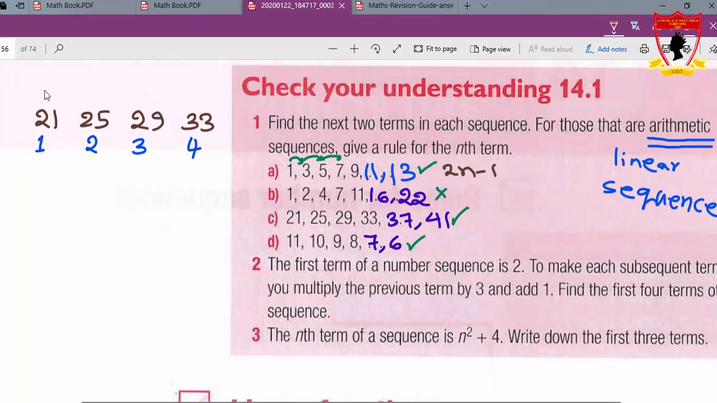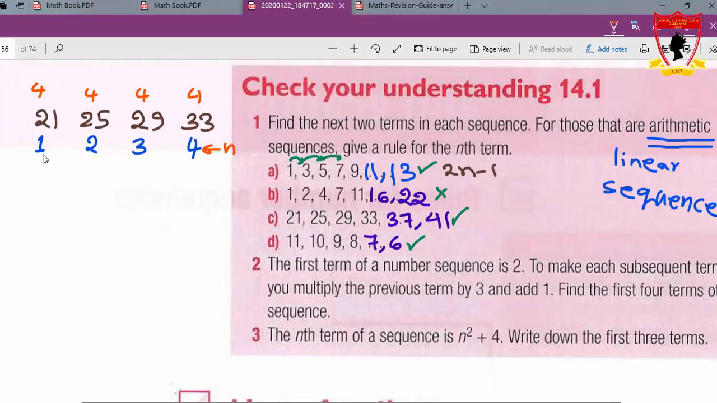The difference between these two is 4. 21 plus 4 will be 25. 25 plus 4 will be 29. 29 plus 4 is 33. 33 plus 4 is the next term, which is 37. Okay, now multiply the orange numbers, the differences, by the n's. These numbers 1, 2, 3, 4 will be n in the formula.